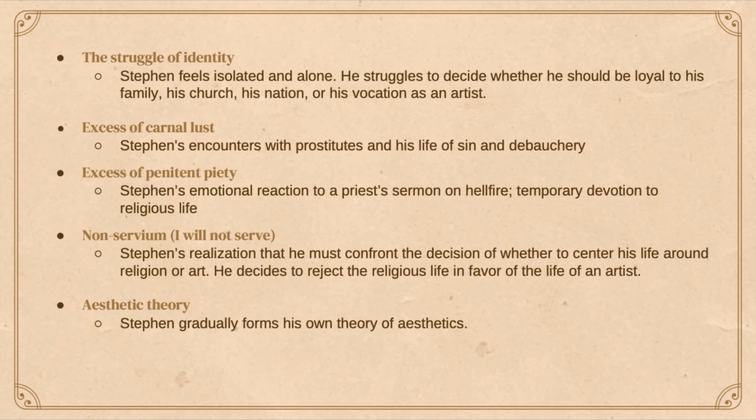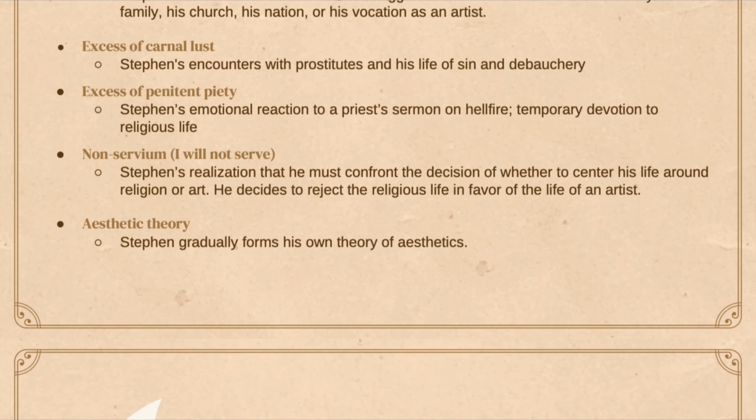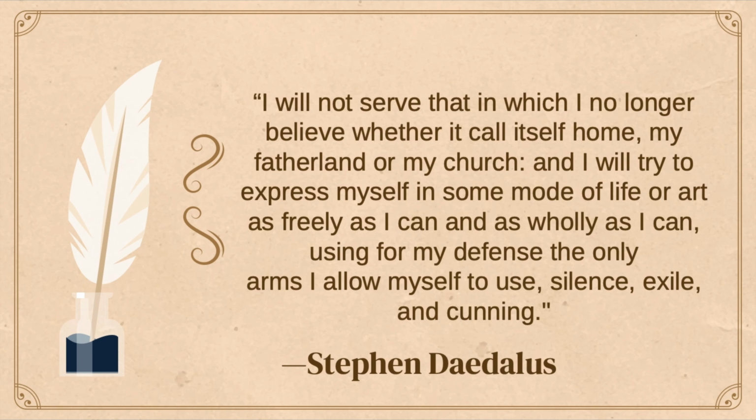Now, one of the most important quotes from the book includes this, where Stephen says, "I will not serve that in which I no longer believe, whether it call itself home, my fatherland, or my church. And I will try to express myself in some mode of life or art as freely as I can and as wholly as I can, using for my defense the only arms I allow myself to use: silence, exile, and cunning." Here we can finally see that Stephen demonstrates a very clear understanding of who he is and what he wants. He's defined by his artistic goals and by his ambition of pursuing the life of an artist and abandoning his life in Ireland.